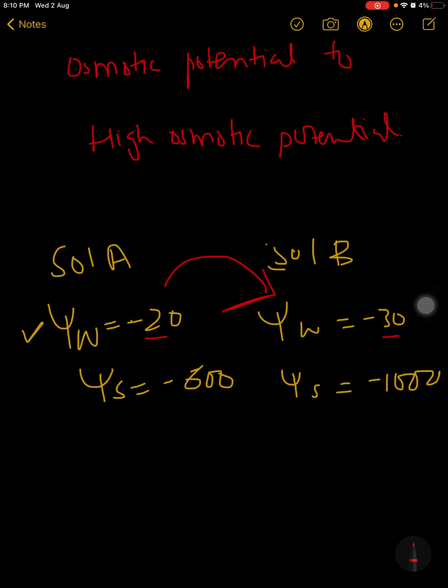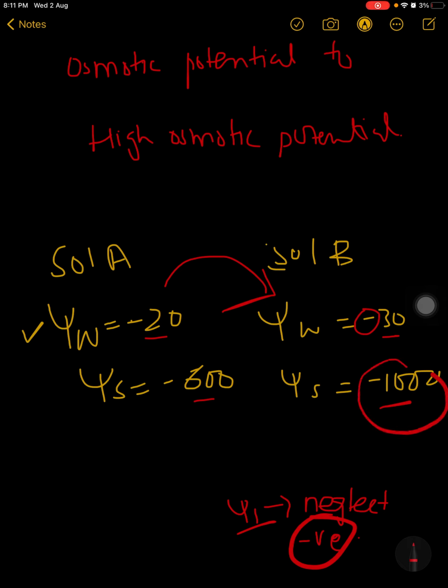But in the problems, in case of water potential, you will see this negative sign, but when you talk about the solute potential, you will neglect this negative sign. Now, 600 is greater or 1000 is greater? Obviously 1000 is greater. We are neglecting the negative sign here. We said that water always moves from lower osmotic potential to high osmotic potential. So 600 is lower and 1000 is greater, so water will move from lower osmotic potential to the high osmotic potential, right?